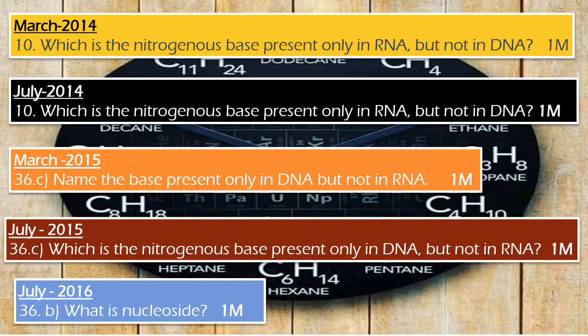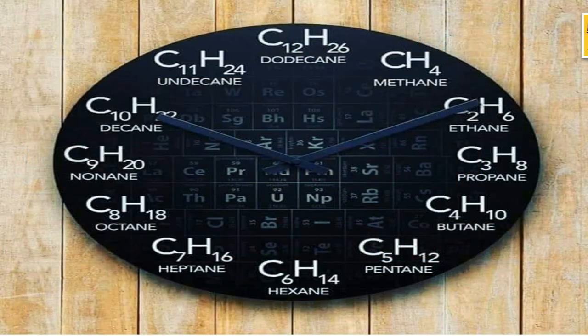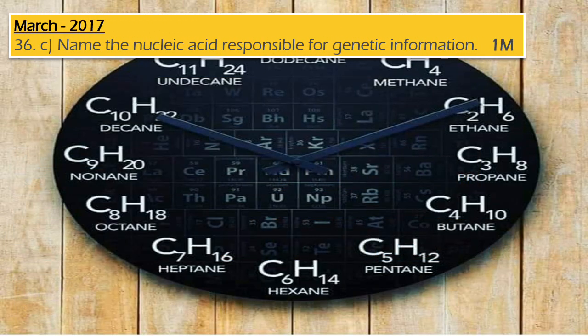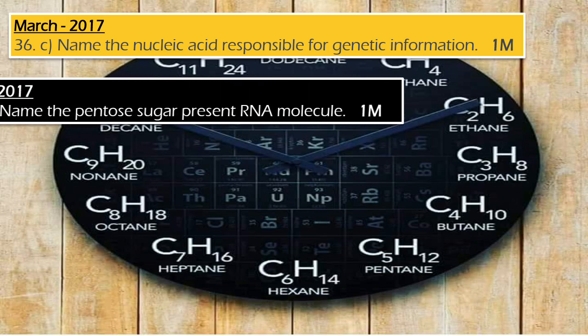July 2016, 36th B question was like this: What is a nucleoside? For 1 mark. So in every question paper, how many marks does the question carry? A 1 mark question we can expect. In the next, March 2017 question paper: name the nucleic acid responsible for genetic information. A 1 mark question was there.